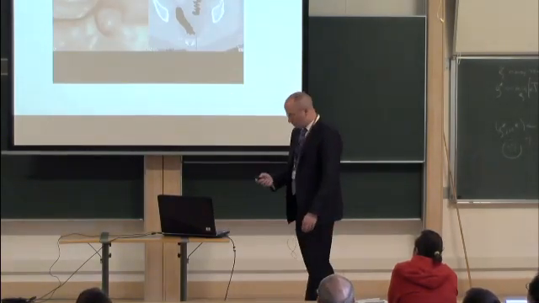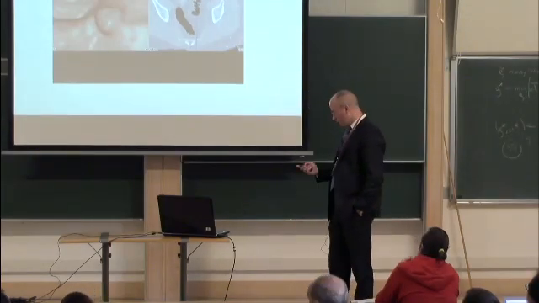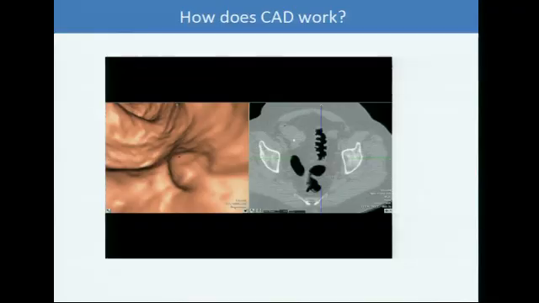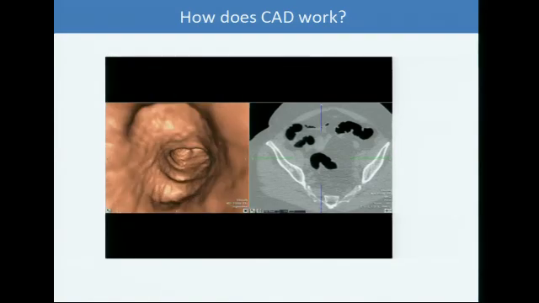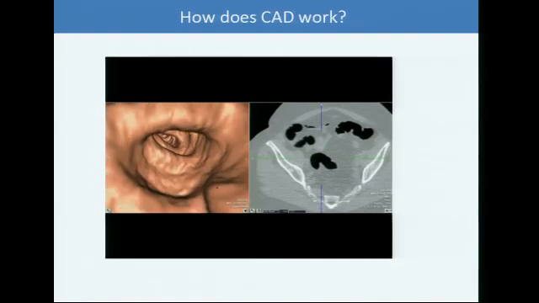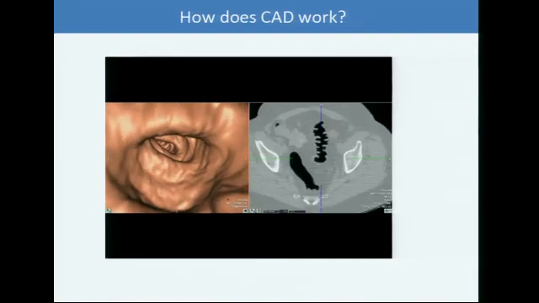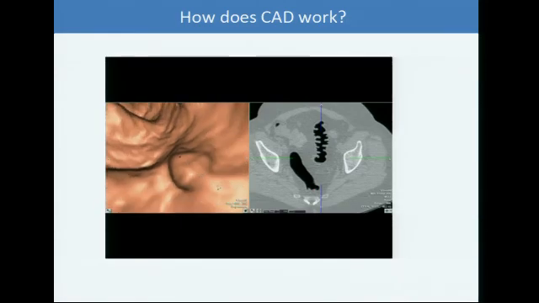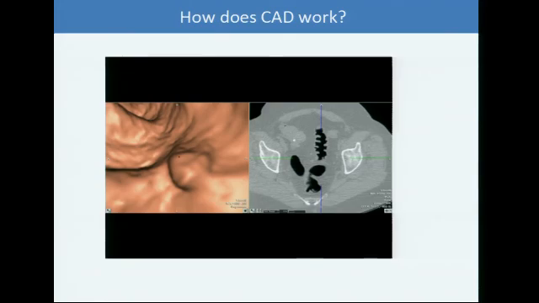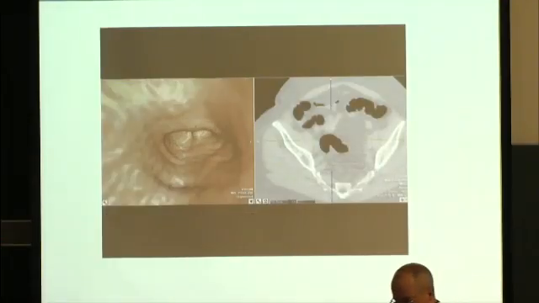So here's just a brief animation showing our CAD at work. On the left, you have a 3D endoluminal fly-through of the colon, and our CAD system produces these red dots. You can kind of see one here. It basically is a point indicating to the radiologist, hey, there's something here, please examine it. Of course, the radiologist has the original CT data that they can review as well in any multiplanar format.